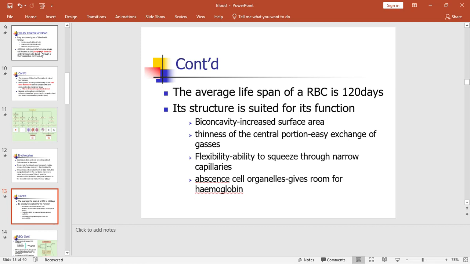The lifespan of a red blood cell is 120 days. I'm sure that you know already. So if you're asked to write short notes on the red blood cells, you've got plenty of points. They say that the red blood cell is very well adapted for its function.